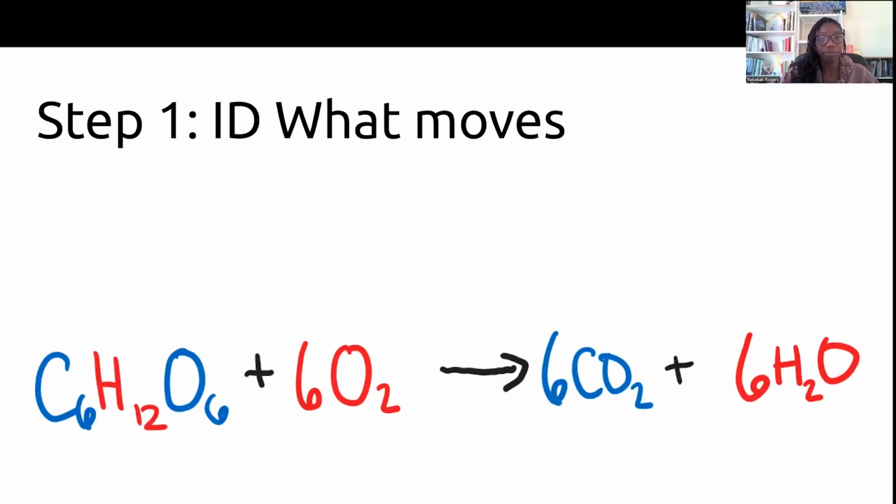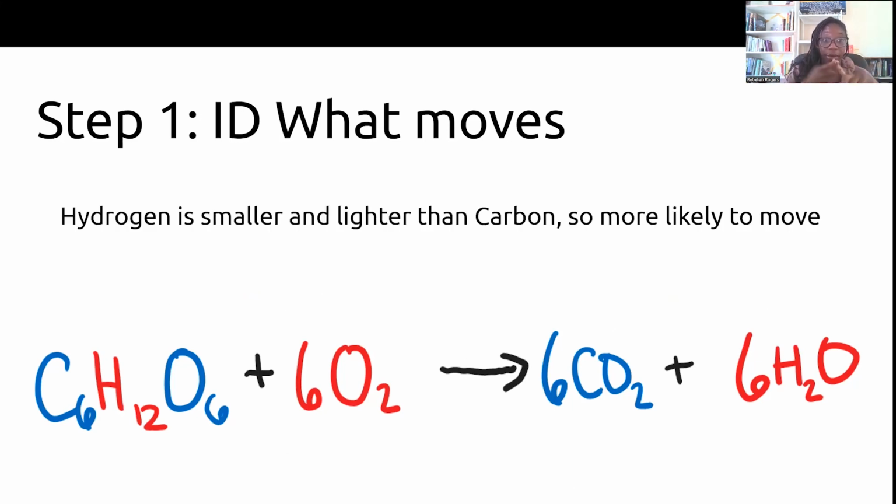Now let's answer it. The first thing you have to do to answer this question is figure out what's moving. It is easiest for me to figure out first, is it the carbon or the hydrogen that's moving? Because I see on one side it's CO2 and on one side there's O2. So my instinct is to think that the carbon is going to bind to the oxygen to make the CO2, which makes the H2O left over.